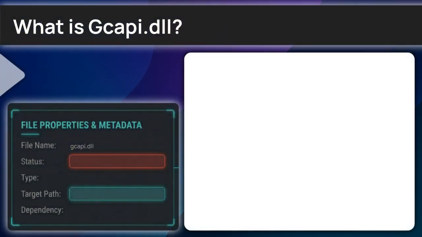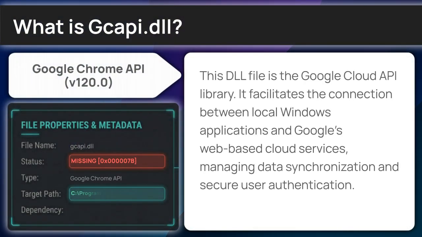This DLL file is the Google Cloud API library. It facilitates the connection between local Windows applications and Google's web-based cloud services, managing data synchronization and secure user authentication. Understanding the file's role is a great start. Now let's look at replacing it.